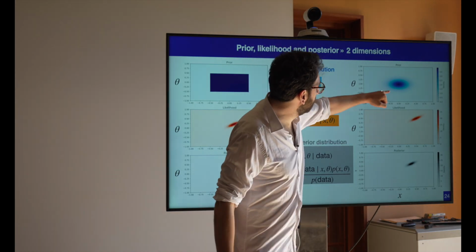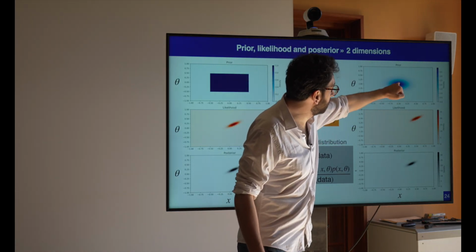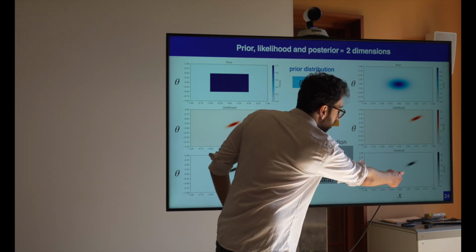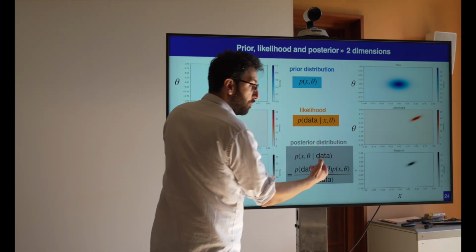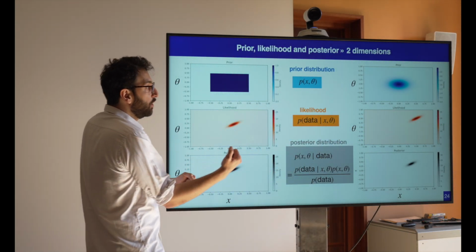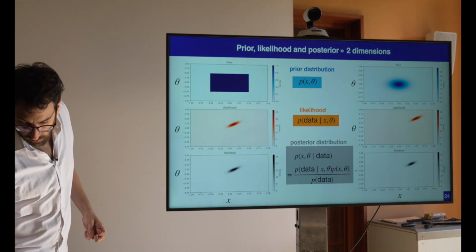In that case, you see that the prior is at the center, the likelihood is there, and because the prior is at the center, the posterior is just slightly more towards the origin. It's like the prior is pulling back the estimate from the likelihood towards its preferred values.